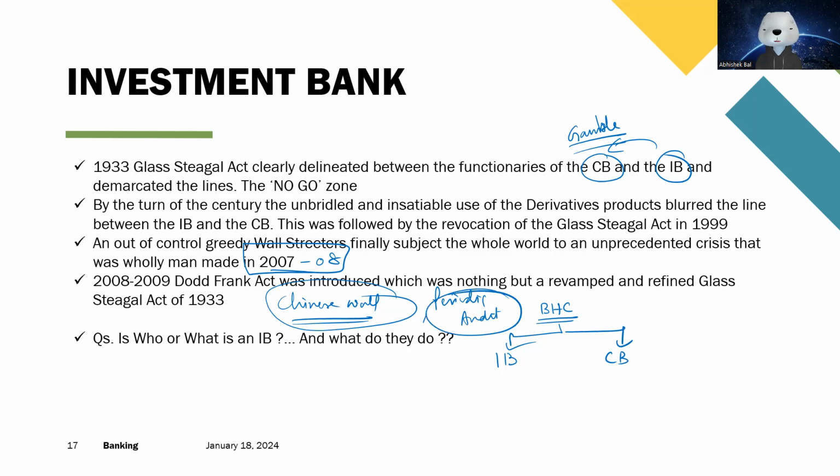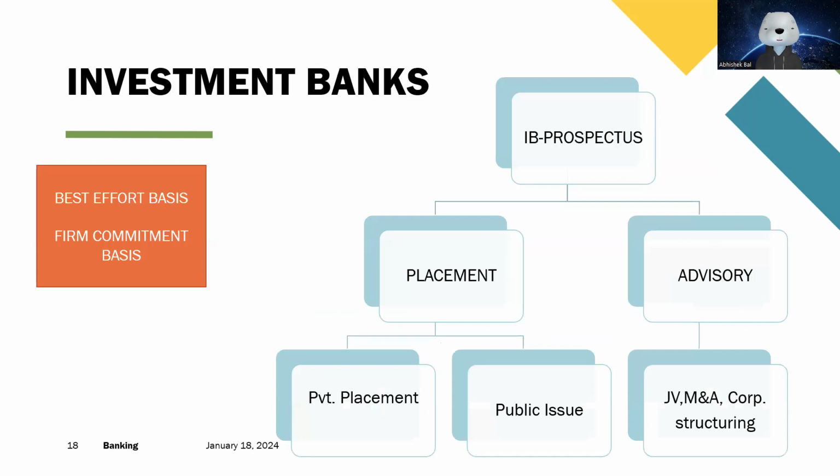The question is, what does an investment bank really do? A few of the activities we talked about already. Now let's talk about a few more. As I said, these are mostly the sell side advisory of an investment bank. First, they help through the placements: private placements, public issues. They also advise on joint ventures, mergers, acquisitions, corporate banking, corporate restructuring, and stuff like that.